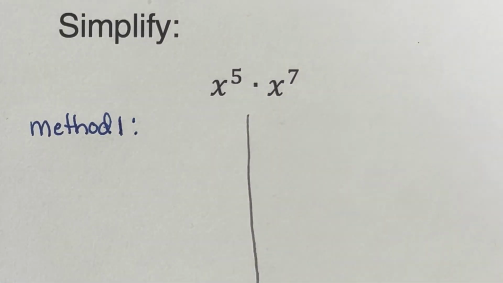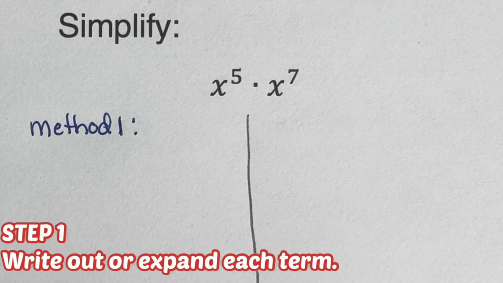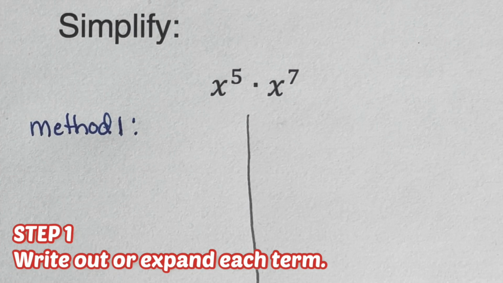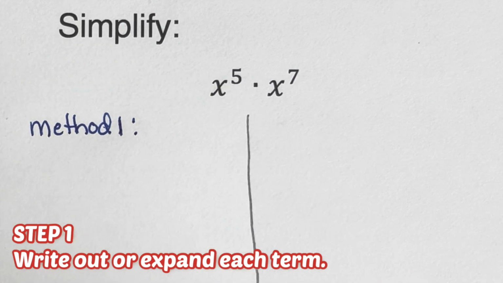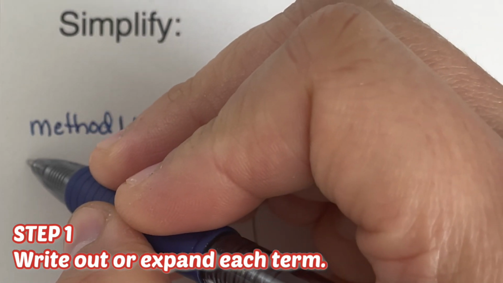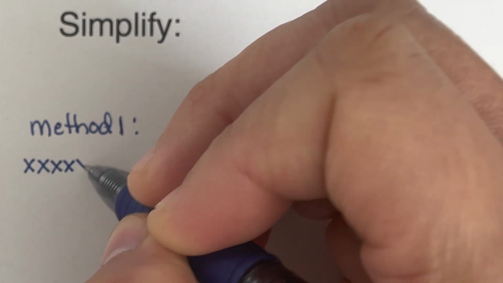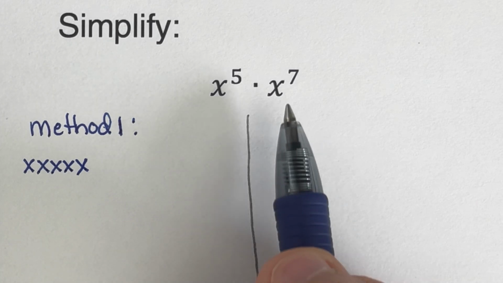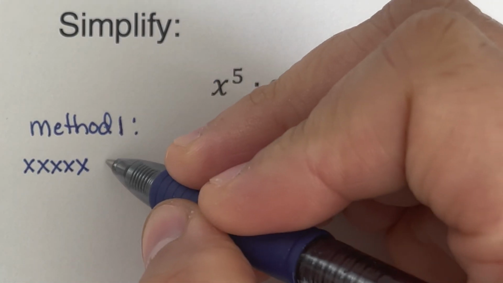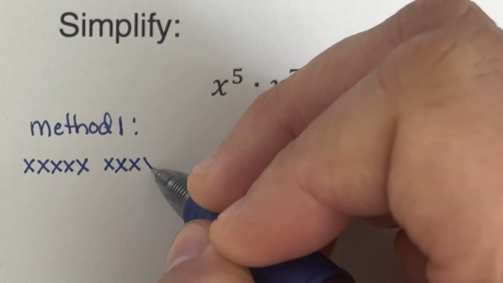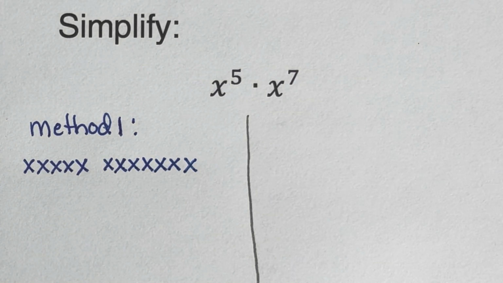And then there are steps that we need to follow in order to simplify this using the first method. The first step is to write out or expand each term. So this x to the 5th means that there are 5 x's. So I'm just going to go ahead and write 5 x's here. That represents the first term. Then this x to the 7th represents 7 x's. So that would be 1, 2, 3, 4, 5, 6, 7. And then we're ready to move on to the second step.